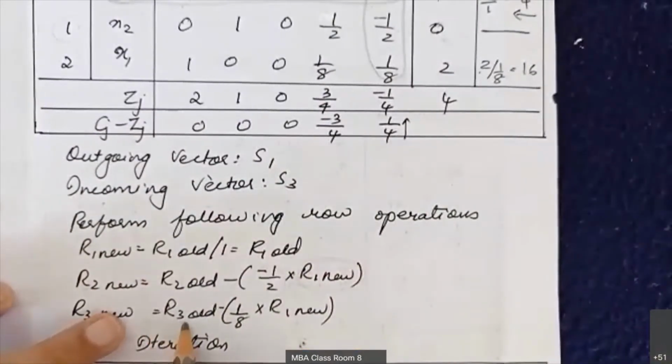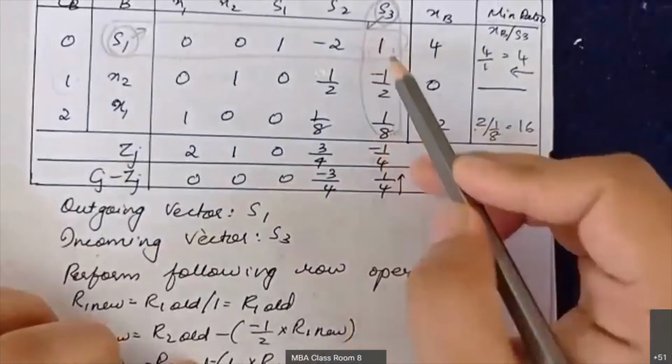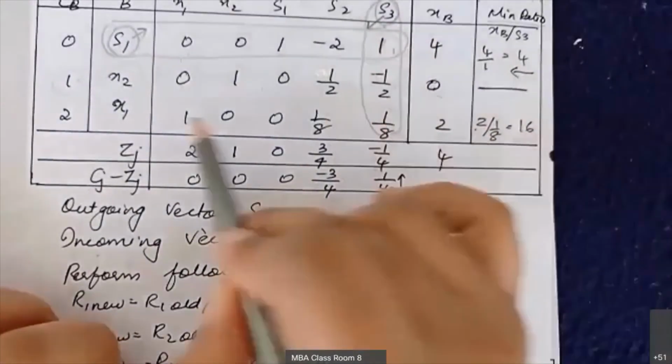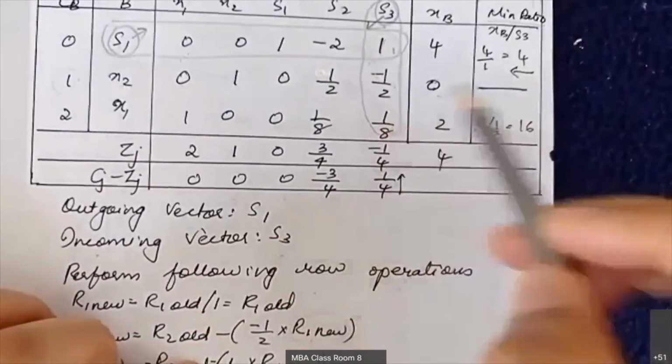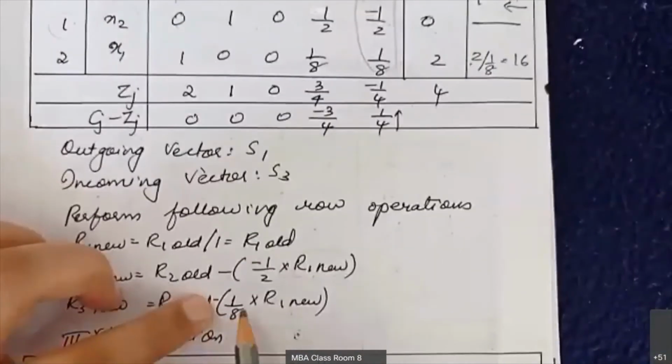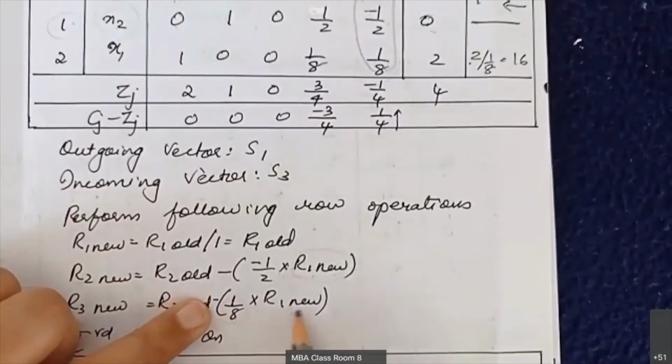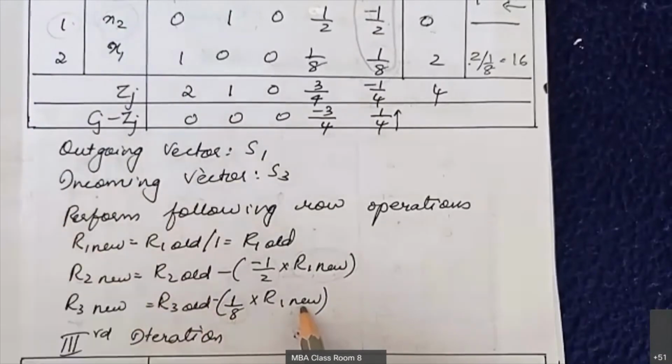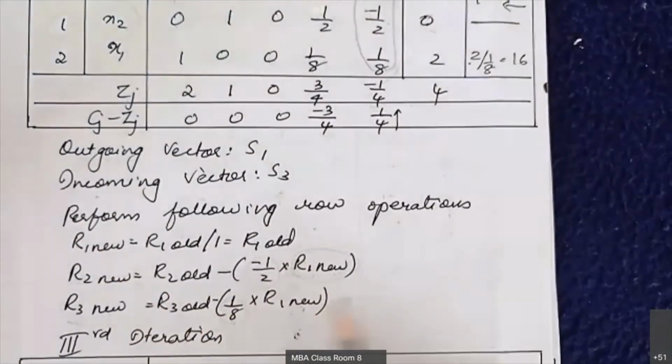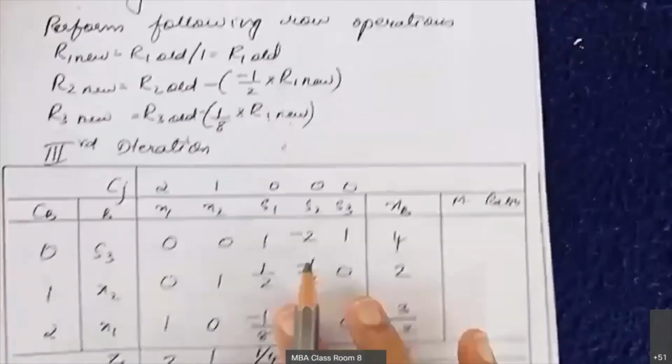R3 new is equal to R3 old minus what is the value below the key element? The key element is 1. The value below the key element corresponding to the third row is 1 by 8. So we have 1 by 8 here, into the key row. The key row is R1 new. After doing all the operations, you will get this table.